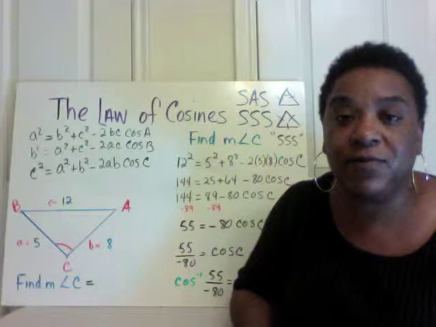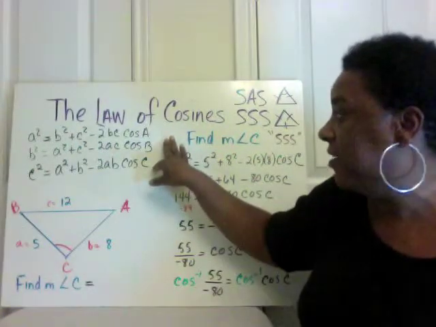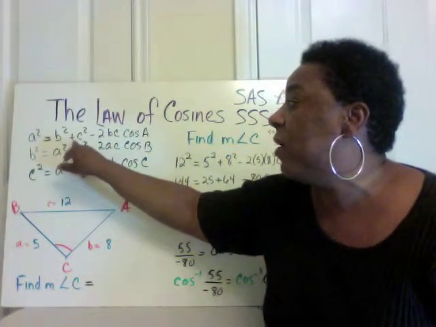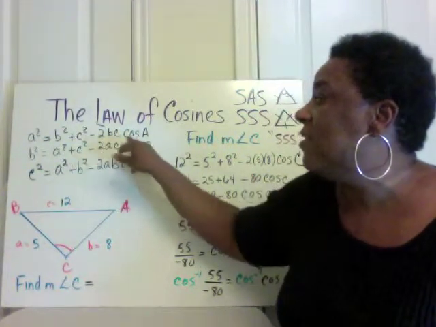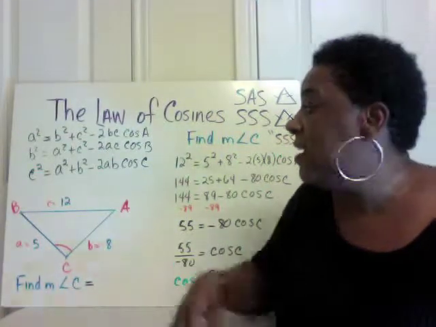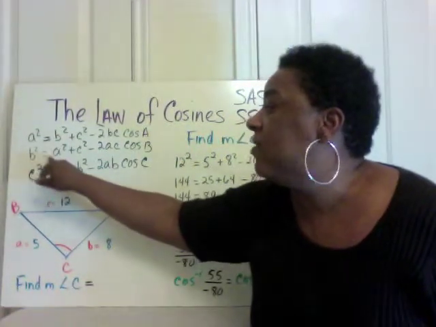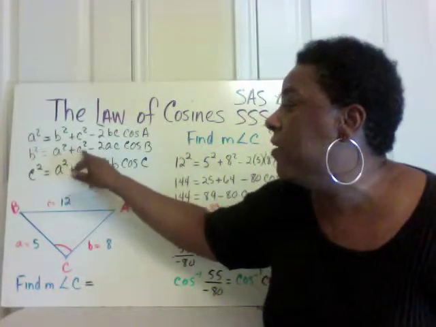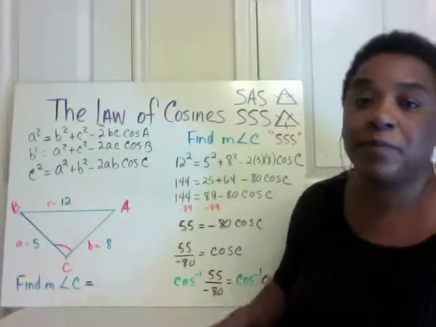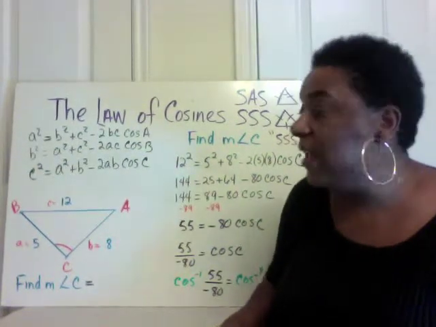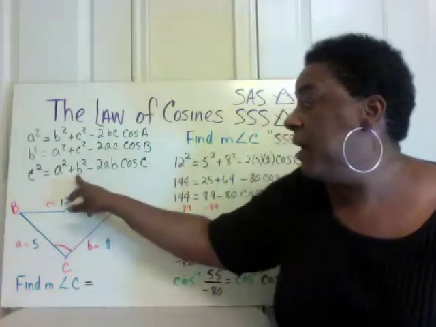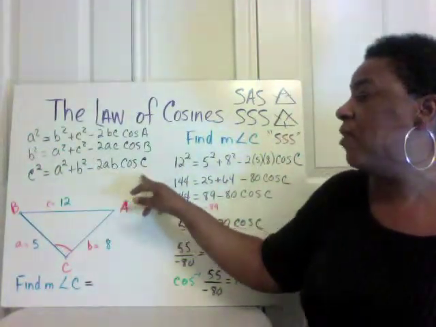Now the formulas for using the law of cosines are these. We have a squared is equal to b squared plus c squared minus 2bc times cosine of a. The next formula is b squared is equal to a squared plus c squared minus 2ac times cosine of b. And the last formula is c squared is equal to a squared plus b squared minus 2ab times cosine of c.